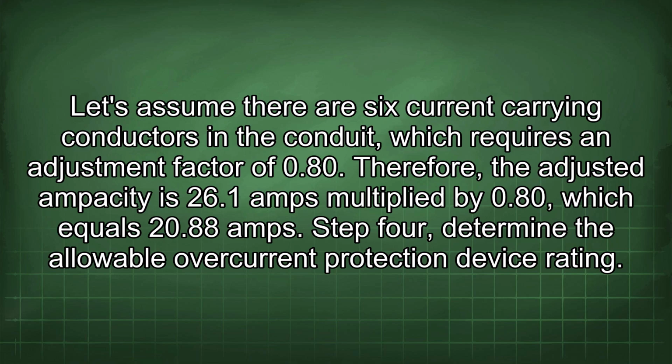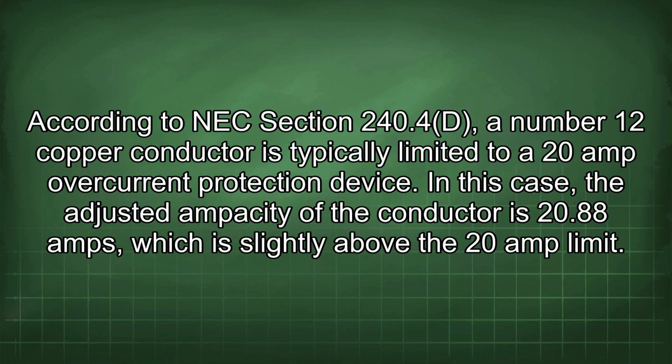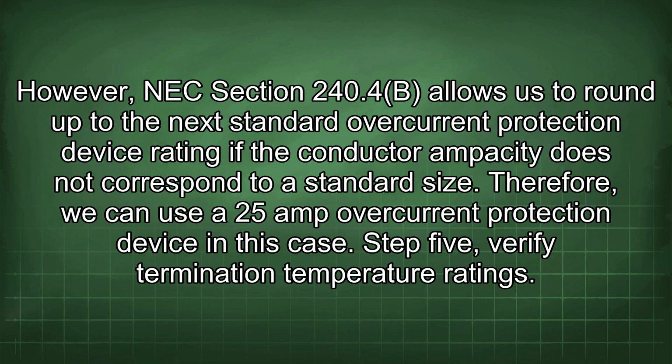Step 4. Determine the allowable overcurrent protection device rating. According to NEC section 240.4(D), a number 12 copper conductor is typically limited to a 20 amp overcurrent protection device. In this case, the adjusted ampacity of the conductor is 20.88 amps, which is slightly above the 20 amp limit. However, NEC section 240.4(B) allows us to round up to the next standard overcurrent protection device rating if the conductor ampacity does not correspond to a standard size. Therefore, we can use a 25 amp overcurrent protection device in this case.